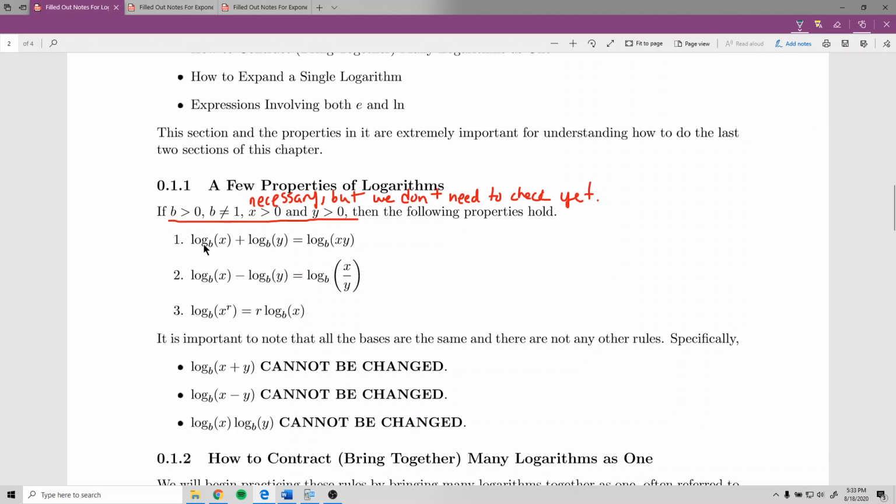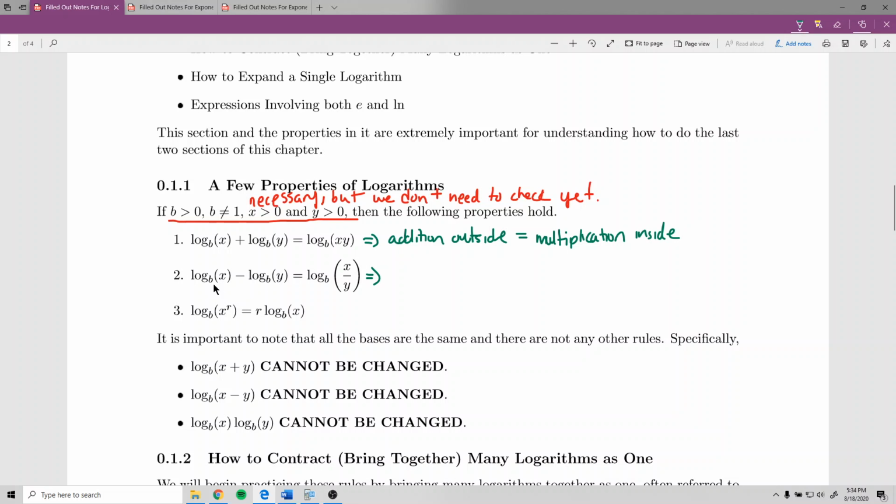All right, so the first one says log base b of x plus log base b of y equals log base b of x times y. The way to read this rule for me is addition outside. So we have addition on the outside logs equals multiplication inside. We have log base b of x and log base b of y that are being added together, and when we combine them into one, we multiply the insides.